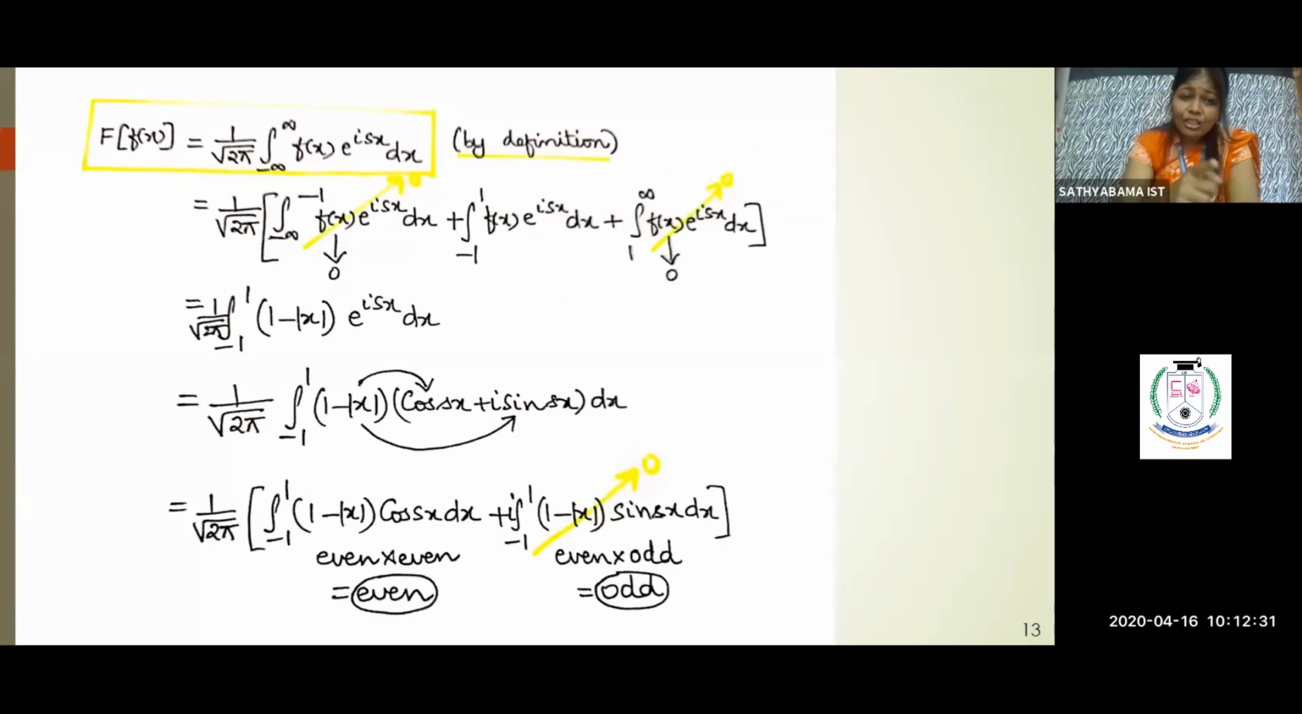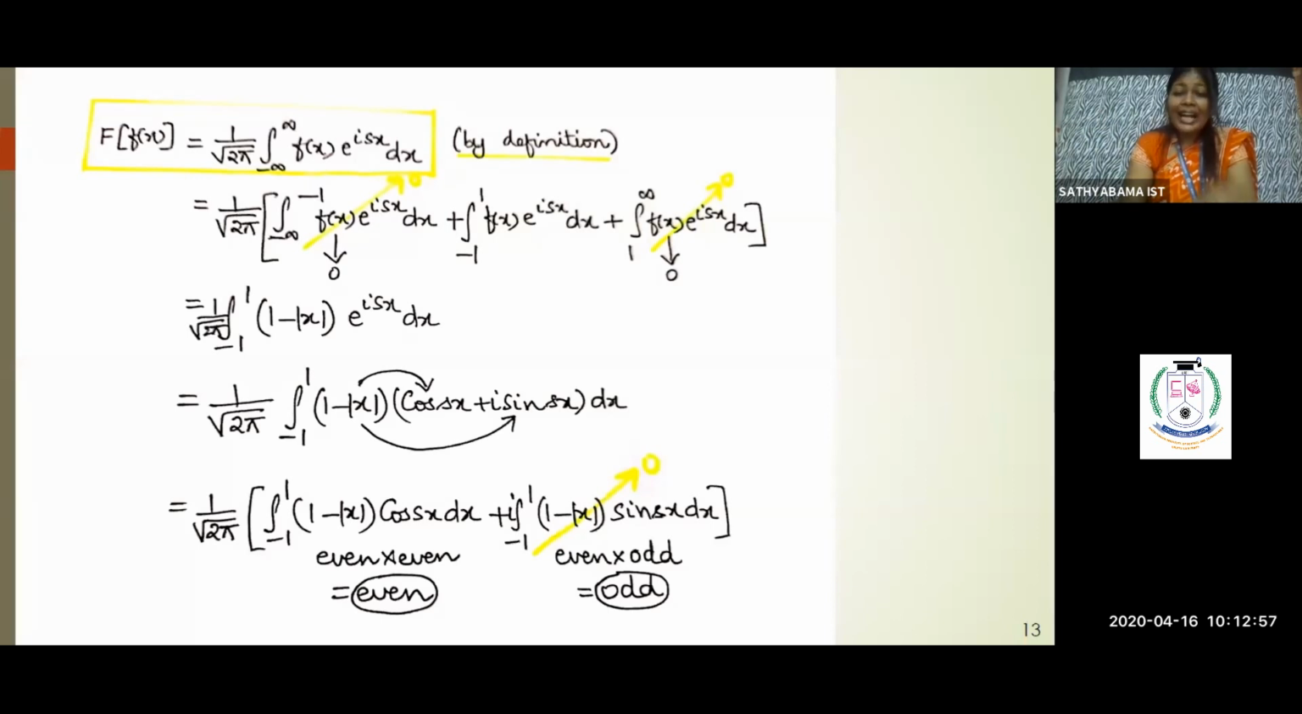So that is what I've done here in the second step. F of x is 0 for the first integral. F of x is 0 for the last integral. An integral of 0 is 0. So the first integral and last integral vanish. I have only the middle integral. Okay. And what is the value of f of x there from minus 1 to plus 1? It is 1 minus mod x. So that's what I've substituted. So it is integral minus 1 to plus 1, 1 minus mod x into e power i s x dx.